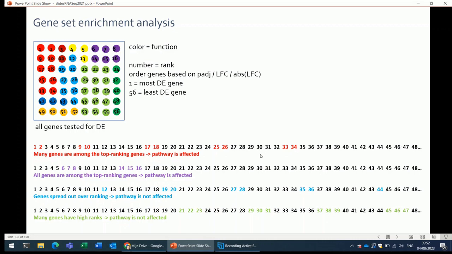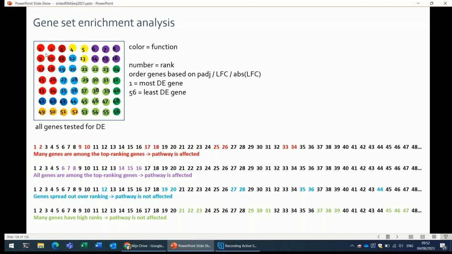So in this ranking, you're going to look at gene sets. So gene sets are groups of genes that have something functionally in common. For instance, they all belong to the same pathway. So you're going to take all the genes that belong to the same pathway and you're going to look where they are in the ranking.